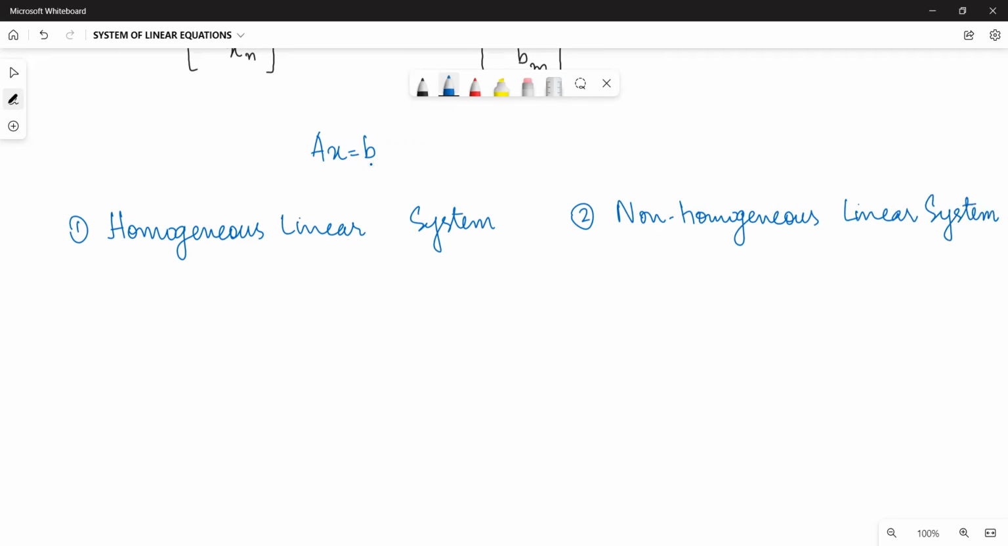When this right hand side B is equal to 0, we have the system as Ax equals 0. This is our homogeneous linear system. And when we have this right hand side B not equal to 0, and this is some scalar value, we have the system as Ax equals B. This is our non-homogeneous linear system.